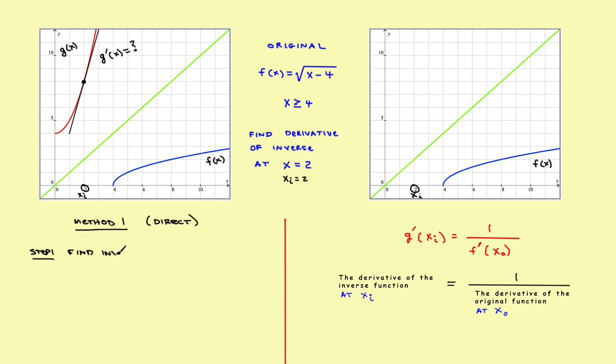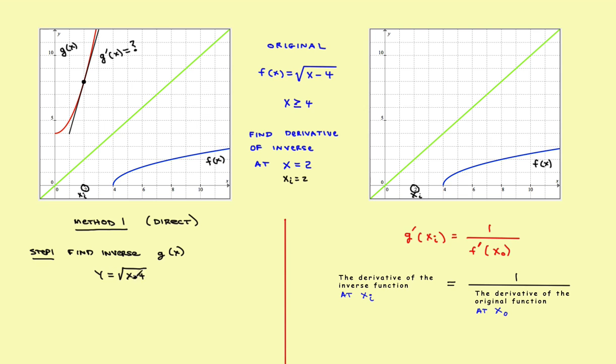So you want to find the inverse function, and that's what we're calling g of x. Now, to find the inverse function, start with the original function. So that original function was y is equal to the square root of x minus 4. Now, in this case, finding the inverse is pretty easy.